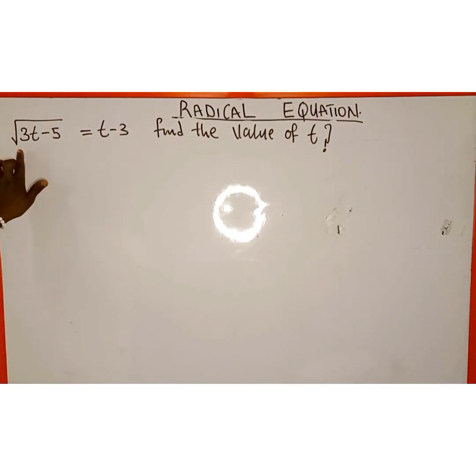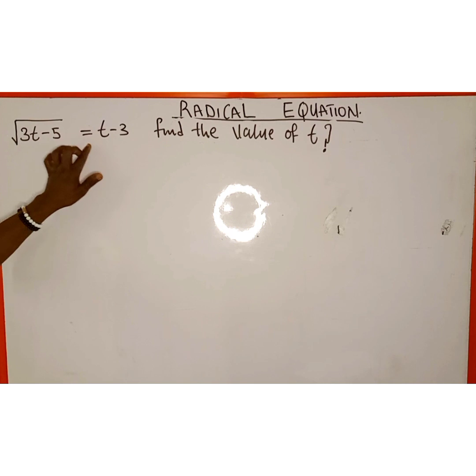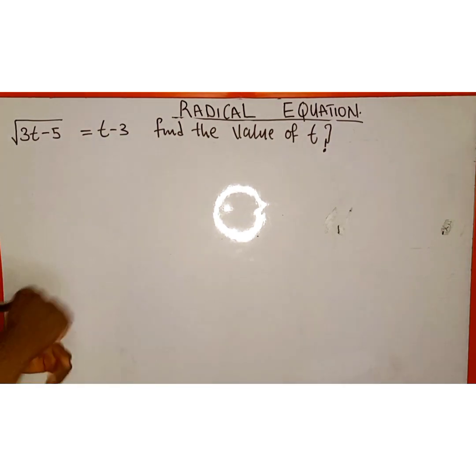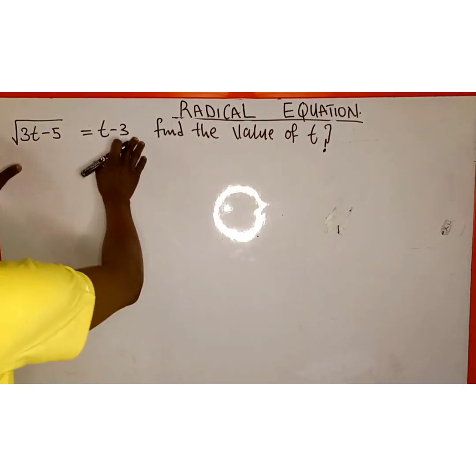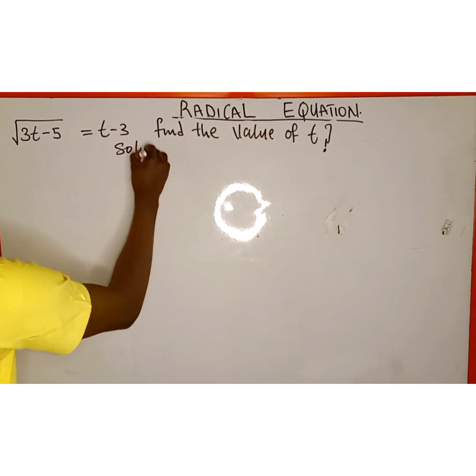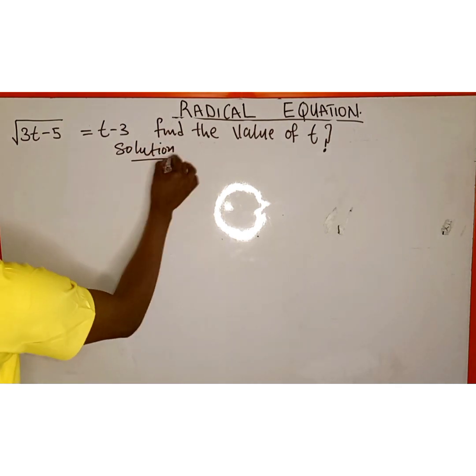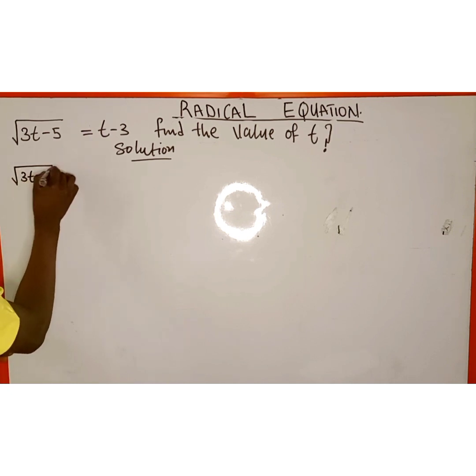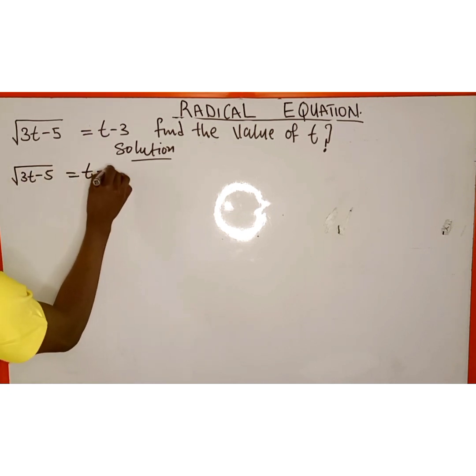So the question on the board says it's a radical equation. We say that the root of 3t minus 5 is equal to t minus 3, and we're asked to find the value of t in this expression. So the first thing we need to do is to rewrite our expression. So, solution. Our question is: root of 3t minus 5 is equal to t minus 3.